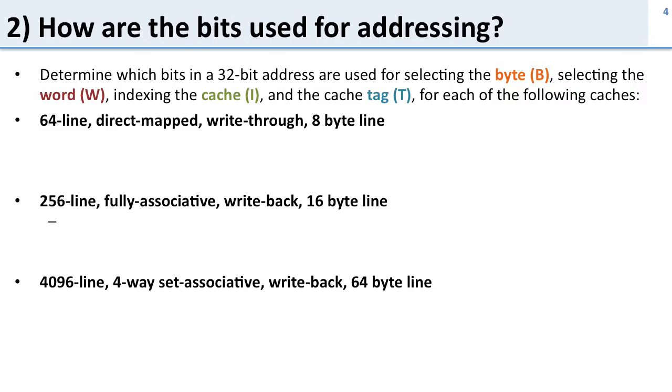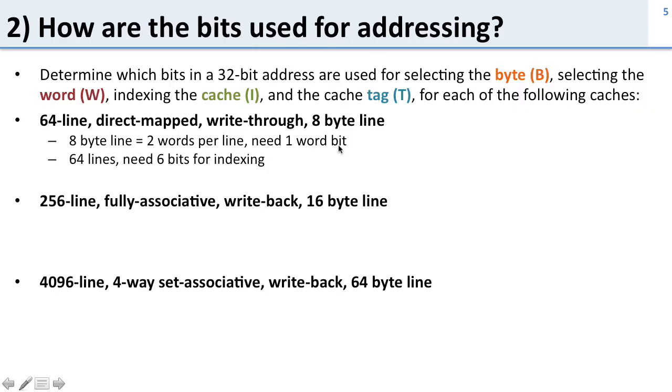Now we're going to figure out how the bits are used for addressing. So when we go to access these caches, we give it a 32-bit address from the CPU, and some of these bits are used for selecting the byte, the word, the index, and the tag. And let's figure this out. So here's our 64-line cache. So we have 8-byte lines, so we've got 2 words per line. To select one of those 2 words per line, we need 1 word bit. And we've got 64 lines, and this is direct mapped, so we need 6 bits to directly index into the direct map cache. So we have 2 bits for the byte.